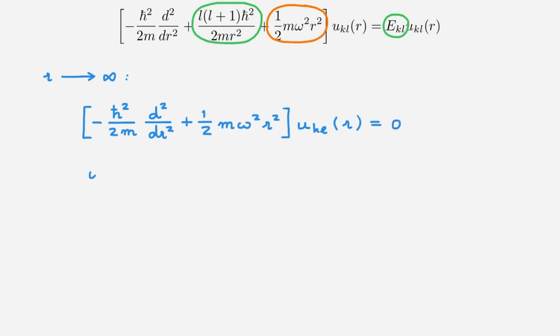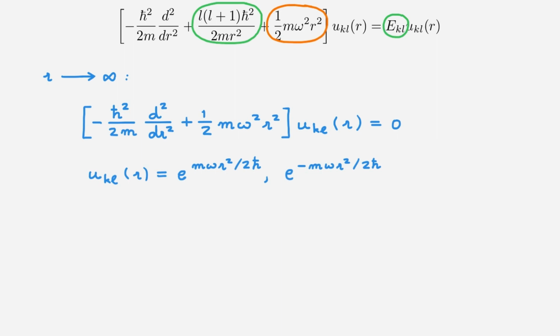In this limit, the dominant terms of the solution are this positive exponential and this negative exponential. And you can check this by plugging them into the differential equation, and you'll find that the derivative leads to a term proportional to r squared times the exponentials, and another term proportional to the exponentials. In the limit of large r, this second term can be neglected.